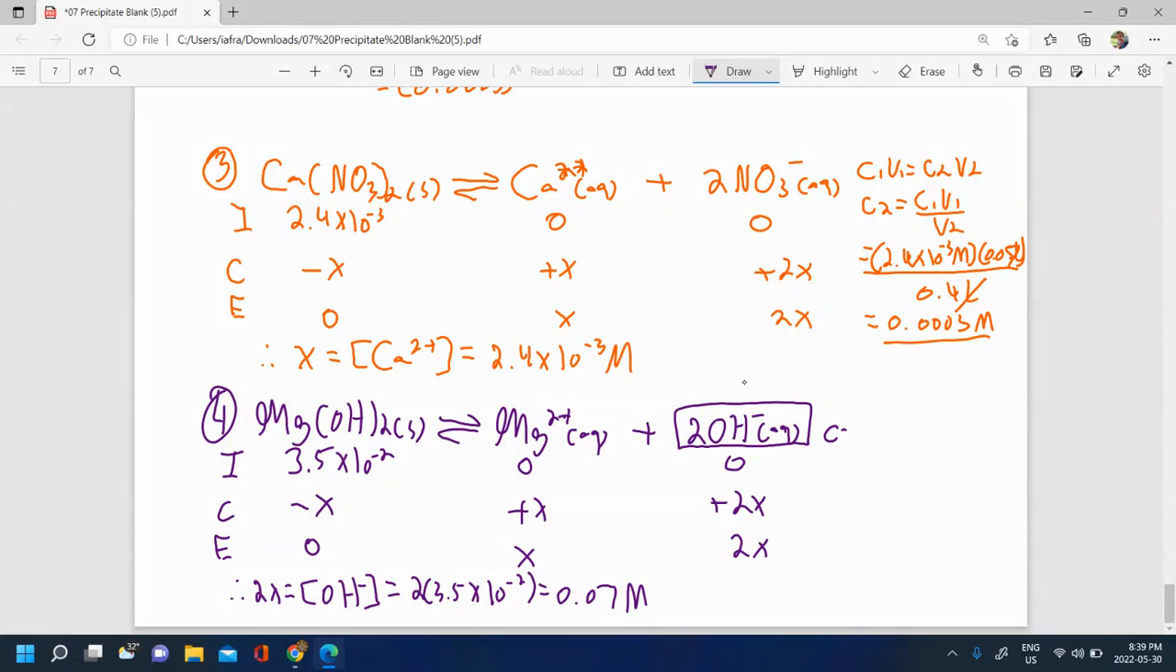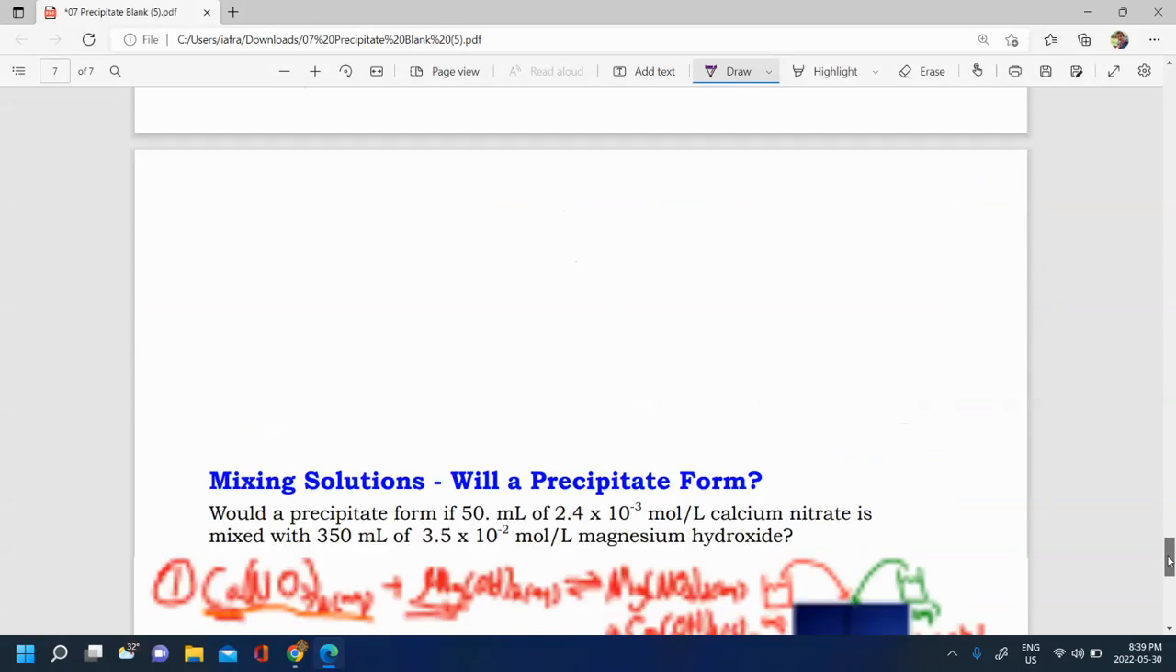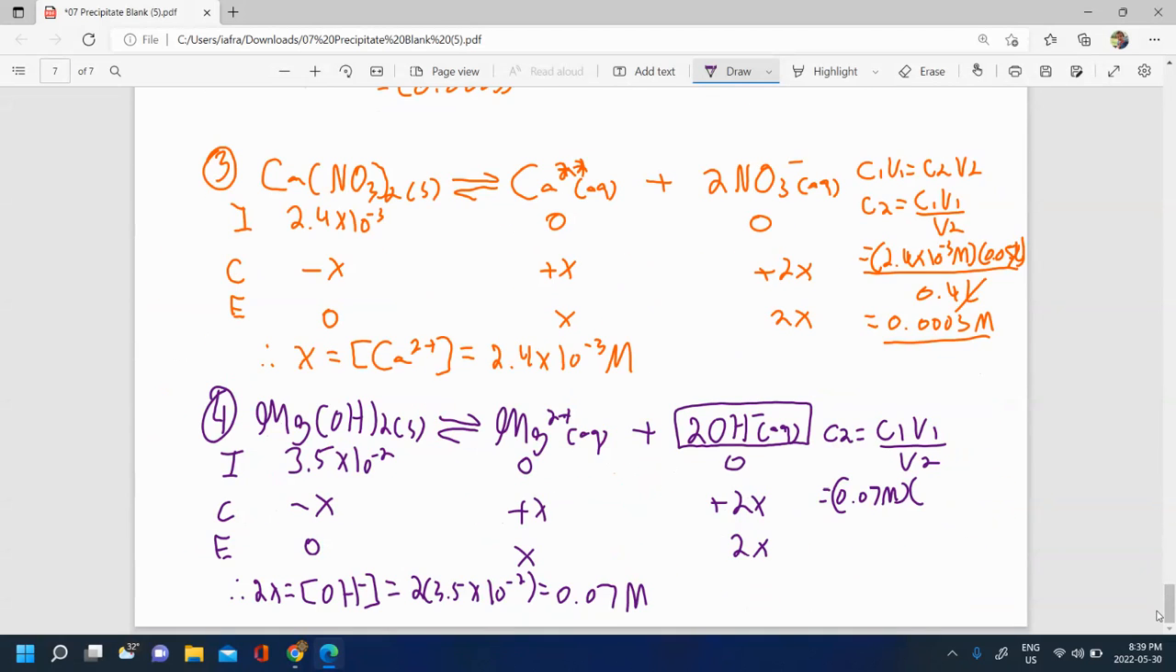So we need to do C2 is equal to C1V1 over V2. C1 is 0.07 molar. V1 is, I believe, 350 mils. That's correct. So 0.35 liters over the new volume of 0.4 liters. Cancel liters, you're left with molarity. So 0.07 times 0.35 divided by 0.4. And we get 0.06125 molar.